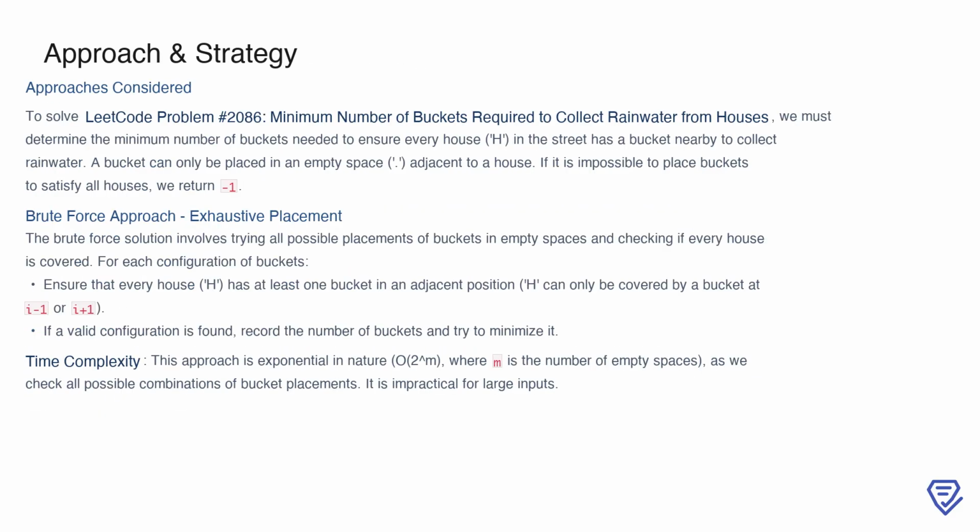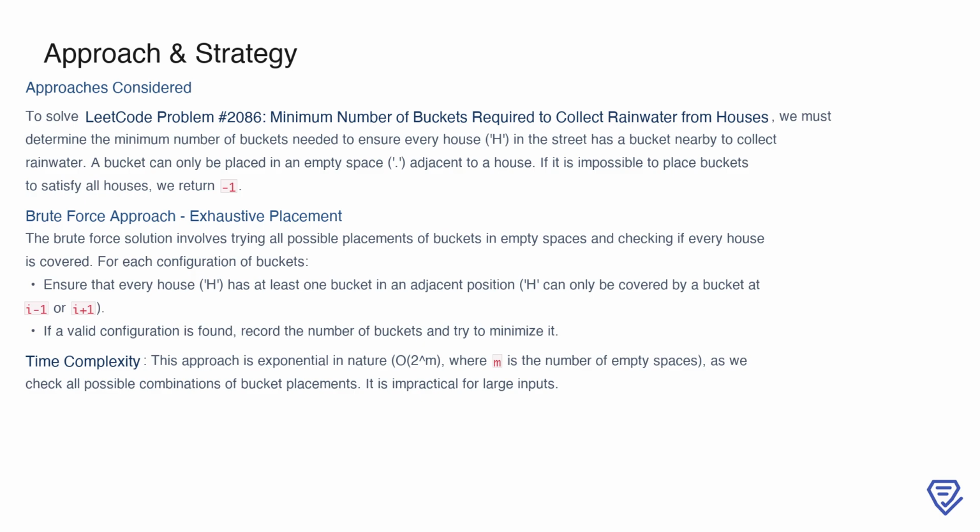To solve this problem, we need to determine the minimum number of buckets required to ensure every house in the street has one nearby to collect rainwater. The key constraint is that buckets can only be placed in empty spaces adjacent to houses. If it's not possible to cover all houses, the result should be -1.